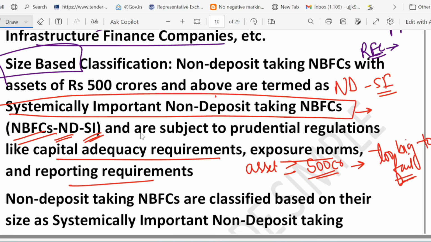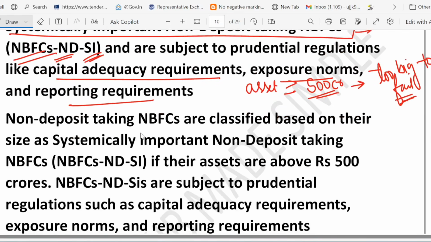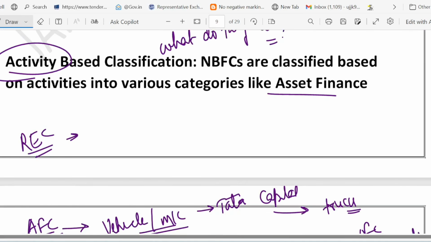And if there is a smaller NBFC, as I told you, whose assets are less than 500 crore, there are fewer rules. Now the question is, why does this classification matter? Because this classification matters for deposit safety.